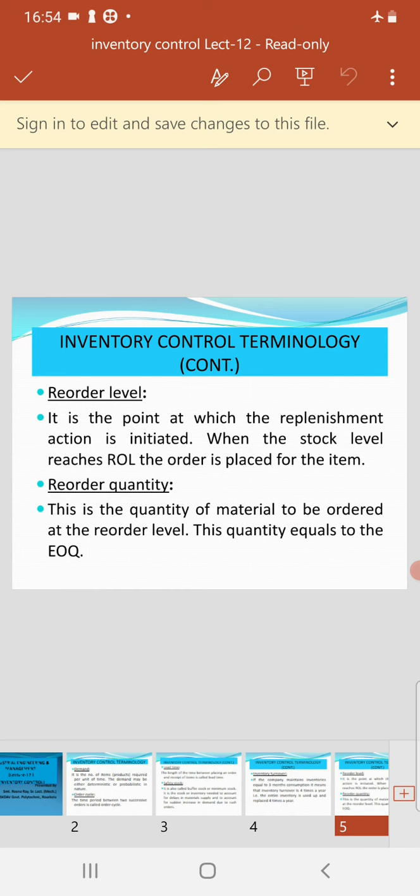Reorder quantity. This is the quantity of material to be ordered at the reorder level. The quantity equals the economic order quantity. So how much to order in a single lot? That is the reorder quantity, and it is calculated as the economic order quantity.